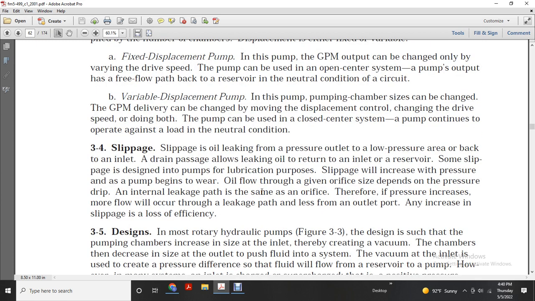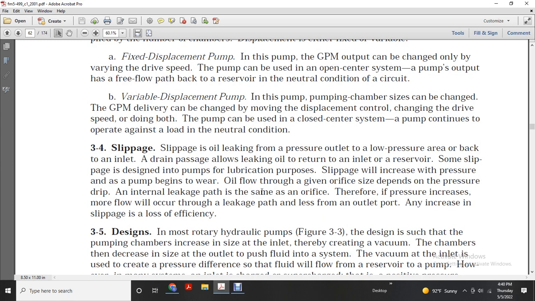Slippage is oil leaking from the high pressure outlet area back into the inlet, or to a drain at low pressure, allowing the leaking oil to return to the inlet line or the reservoir. Some of the slippage is designed for the pump's lubricating purpose. Excessive slippage will increase the pressure and the pump begins to wear.